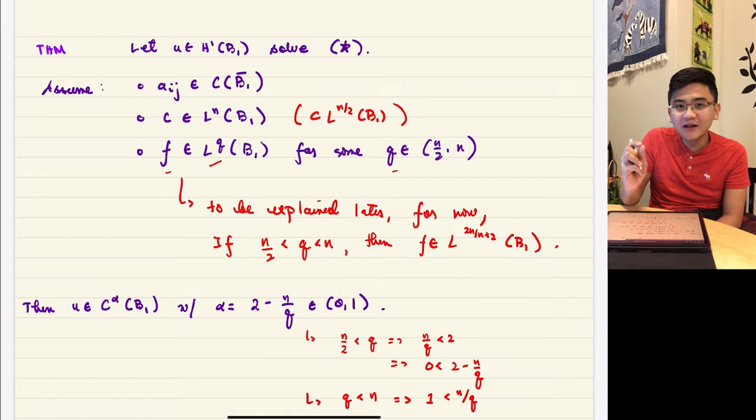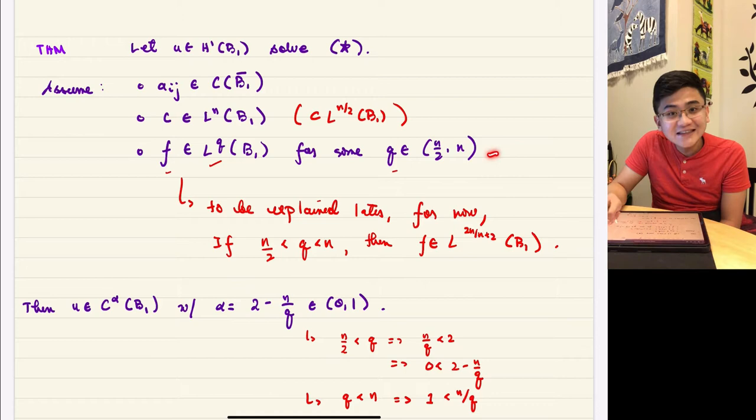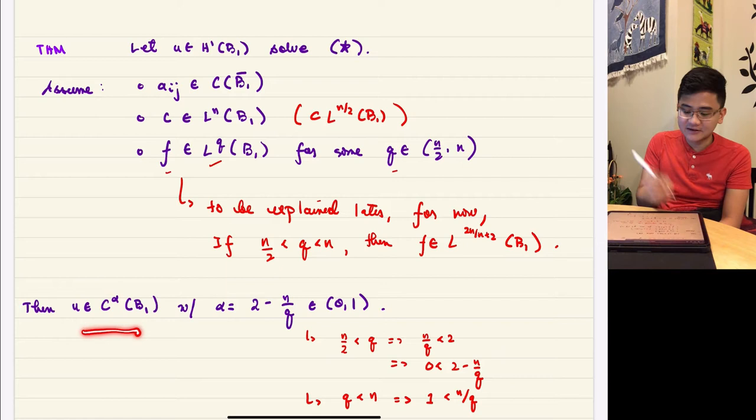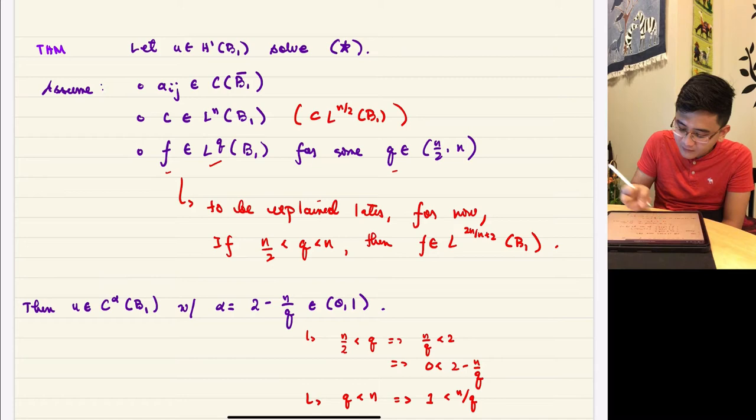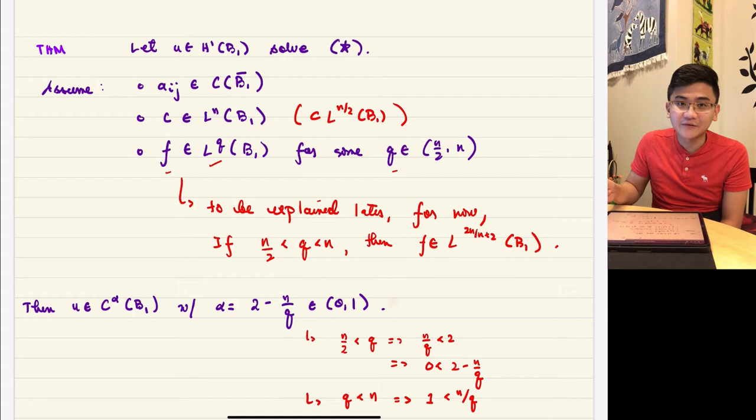Okay. So with these assumptions, continuity assumptions and stronger integrability conditions on C and F, we can say that U is Hölder continuous, where the alpha here is going to be equal to 2 minus n over q, and this is in (0,1). And one can show fairly easily that with the assumptions that we impose on q, alpha is indeed in this interval.